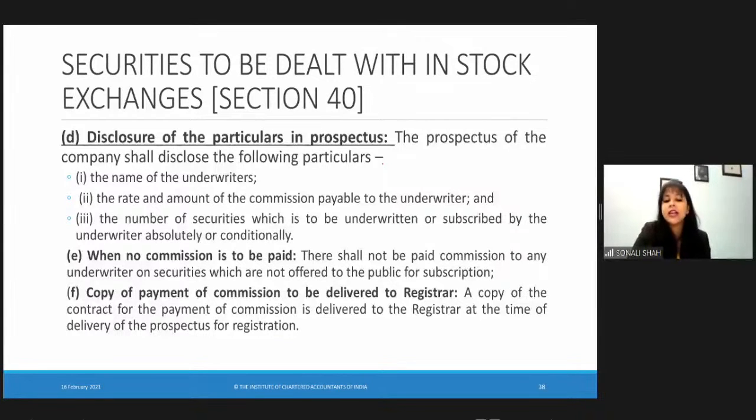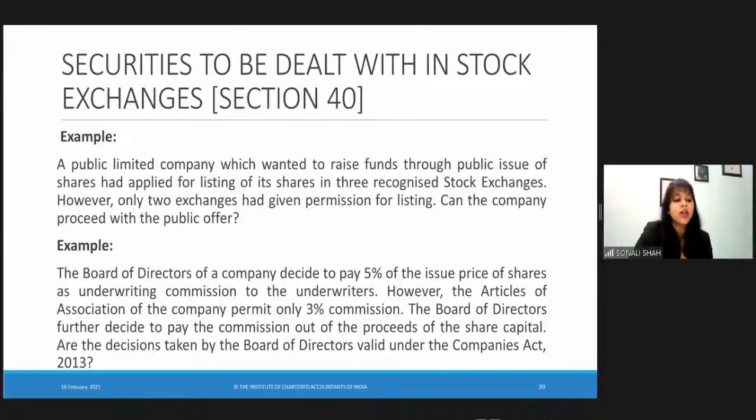Next point says that there shall not be paid commission to any underwriter on securities which are not offered to public for subscription. So if it is an internal placement, then there will not be any underwriting commission. So it is only for the public offer, whether IPO or FPO, for which underwriting commission is payable. And a copy of the contract for payment of commission is to be delivered to the registrar at the time of delivery of the prospectus for registration.